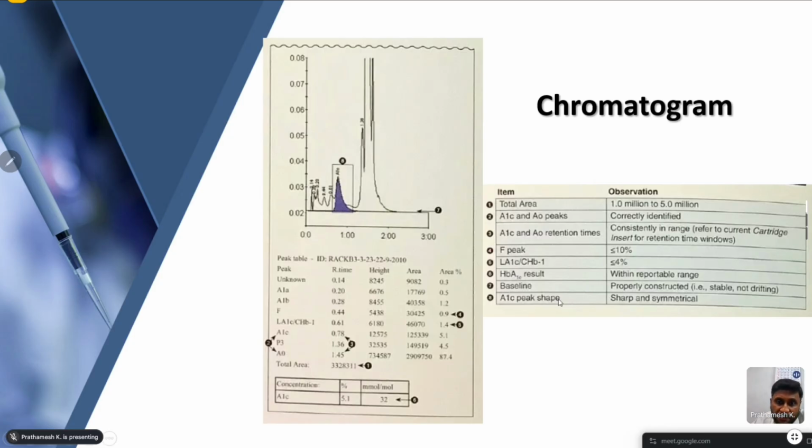Then you have HbF, which out here should be less than 10%. Then LA1C and CHbA. Now, what is LA1C? LA1C is labile A1C. When does this form? Basically, labile A1C is nothing but Schiff's base. It is very temporary. It's not a permanent arrangement or a permanent bond between glucose and the beta globin chain.